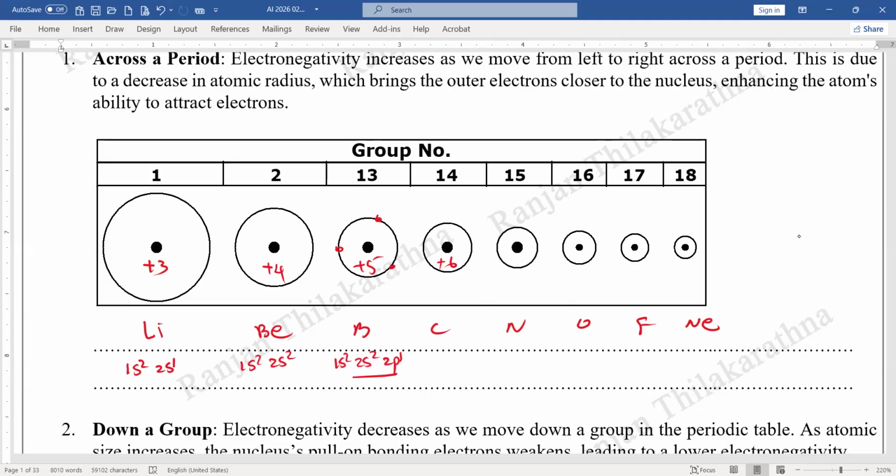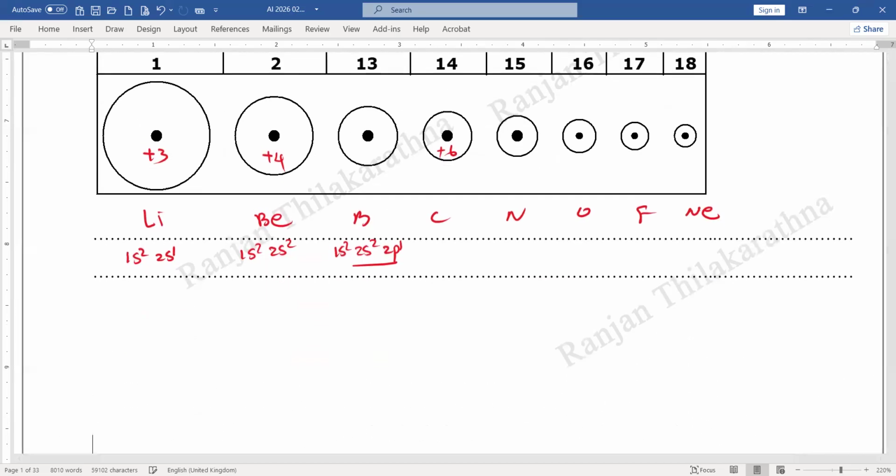Then the attractive power will be high in the case of boron than in lithium. So the size is decreasing. Why? The electron cloud is now attracted by 5 positive charges. So it is increasing. And remember that, later you will study under your physics.